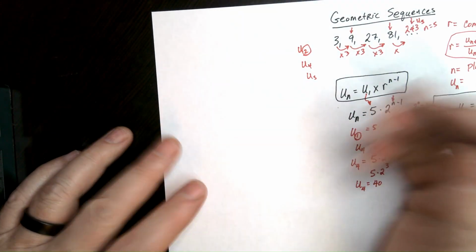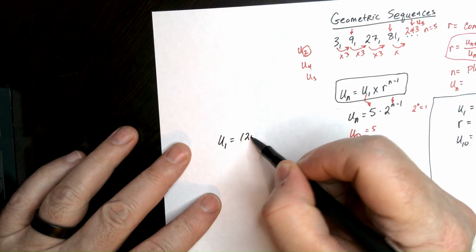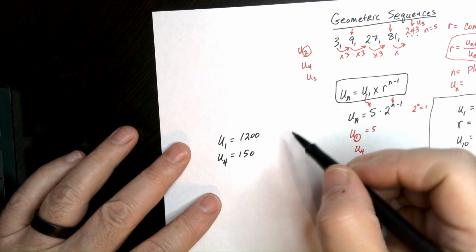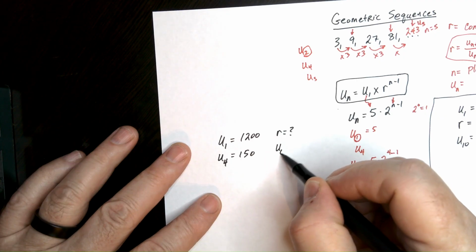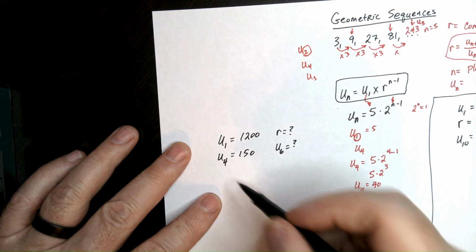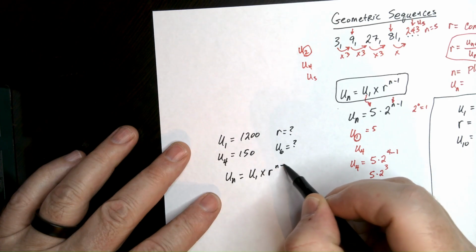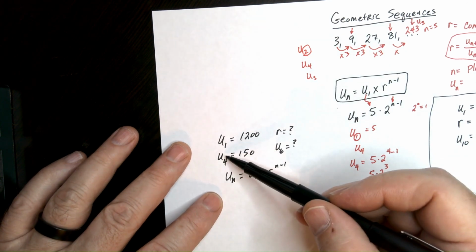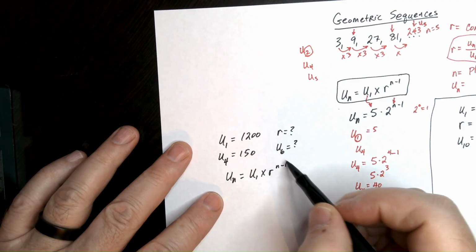Let's do one more example here. Let's say we had another geometric sequence. Let's say we were told that u sub 1 is 1200, and we were told that u sub 4 is 150, and we needed to find r, that's an r, not an n, and we needed to find u sub 6. First things first, always write your formula. Keeps you out of trouble. Now, I'm going to plug in this number for u sub 4 right here, and u sub 1's right there, and I'm going to see if I can solve this.